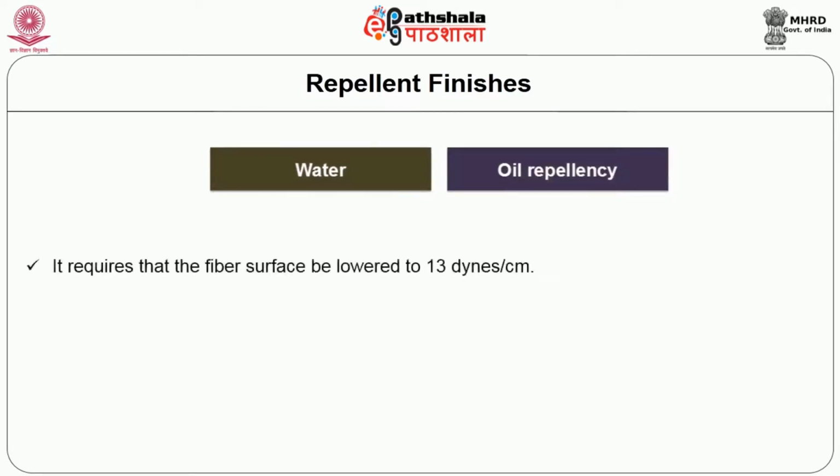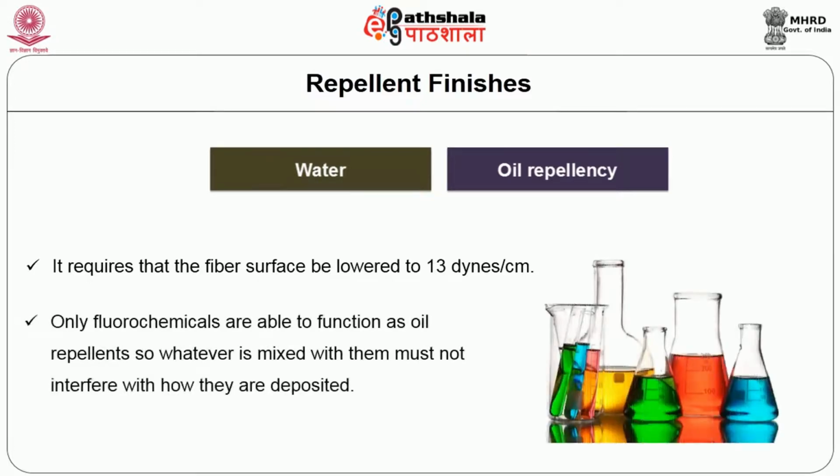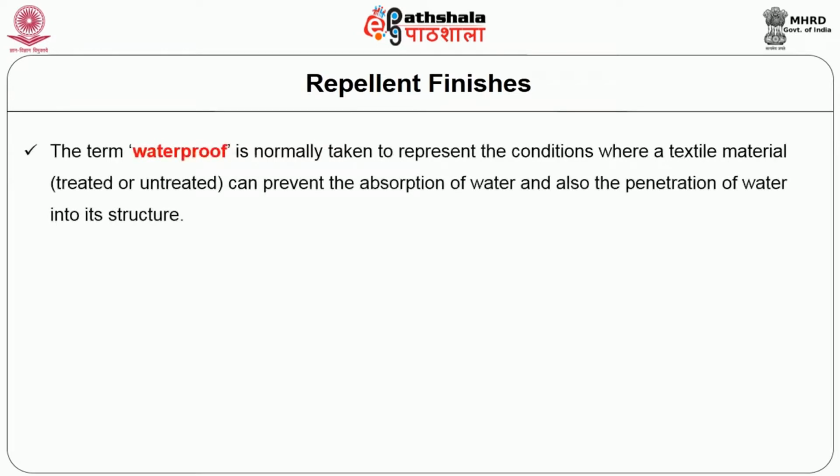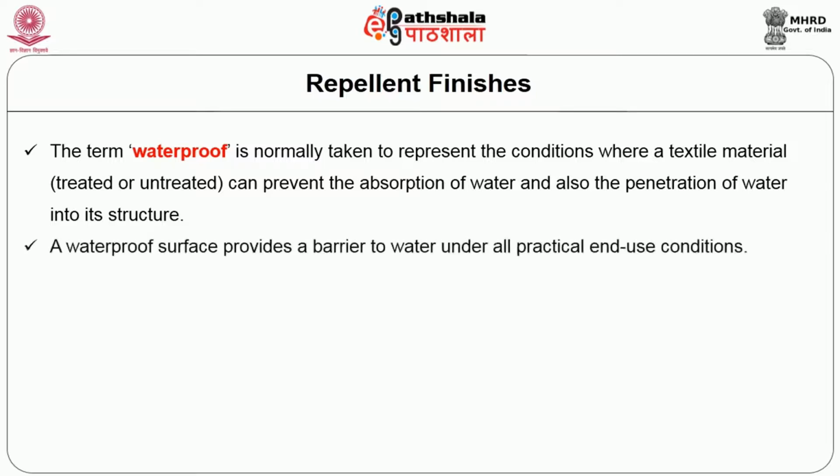Oil repellency requires the fiber surface to be lowered to 13 dynes per centimeter. Only fluorochemicals are able to function as oil repellents, so whatever is mixed with them must not interfere with how they are deposited. The term waterproof is normally taken to represent the conditions where a textile material, that is treated or untreated, can prevent the absorption of water and also the penetration of water into its structure. Thus, a waterproof surface provides a barrier to water under all practical end-use conditions.